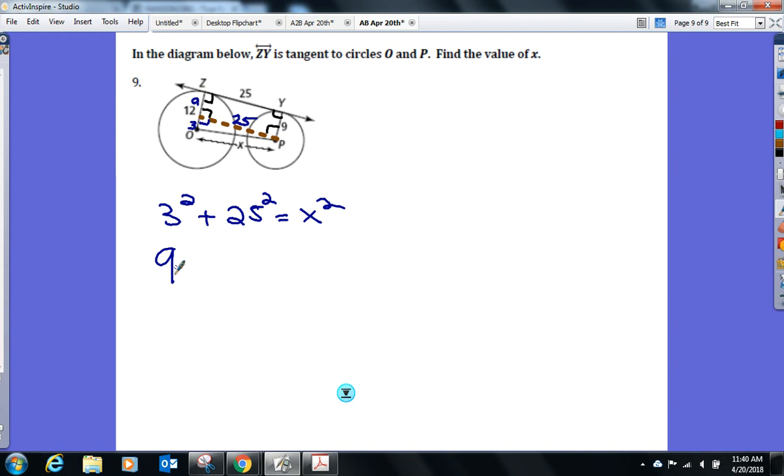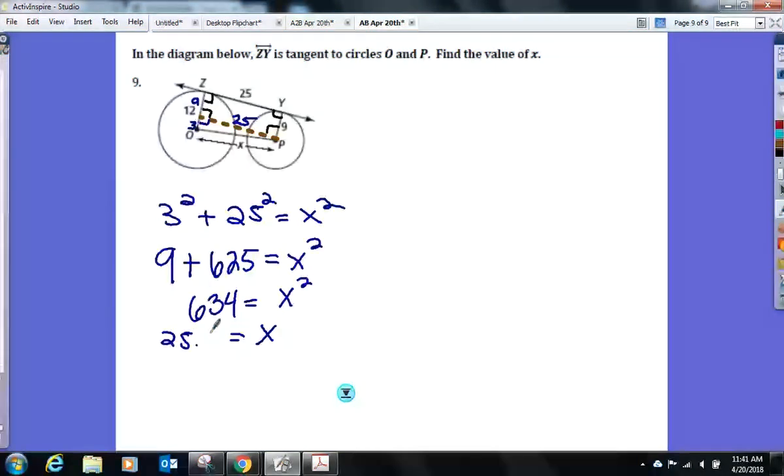So we have 9 plus 625. 625. And I won't ask you to break this down, so we'll just go to the nearest tenth. 25.2, no units, okay.